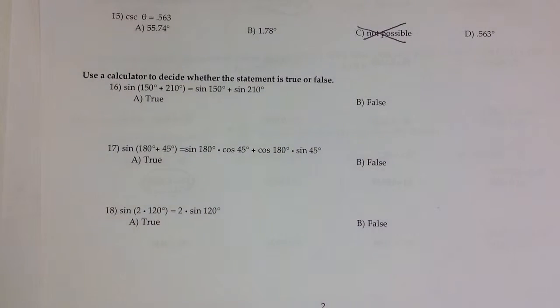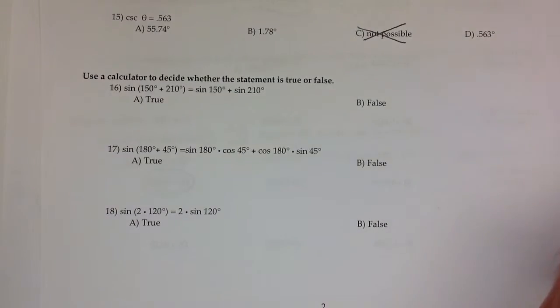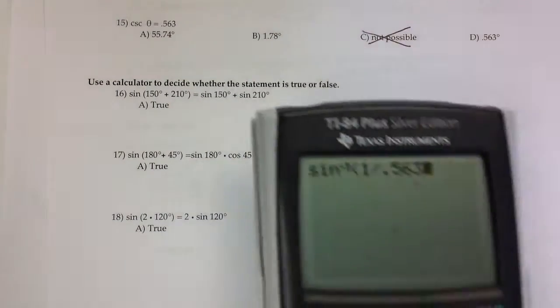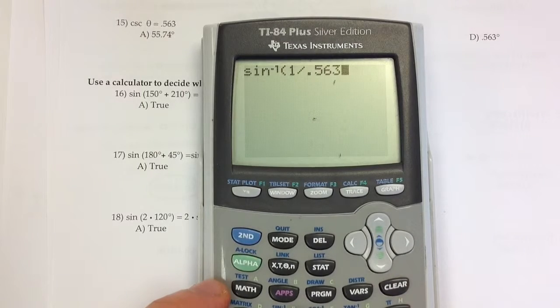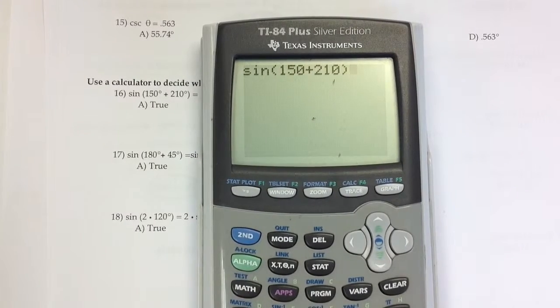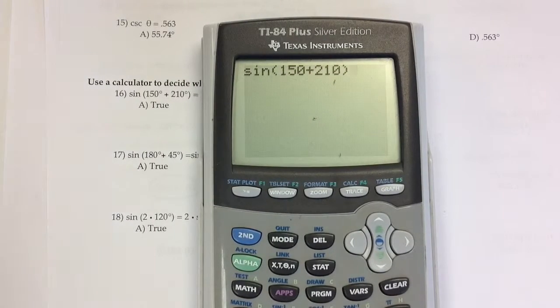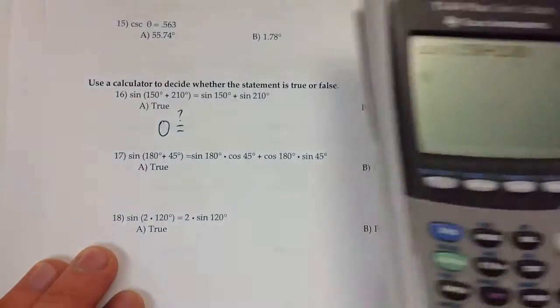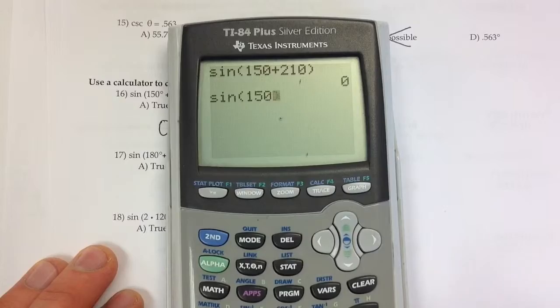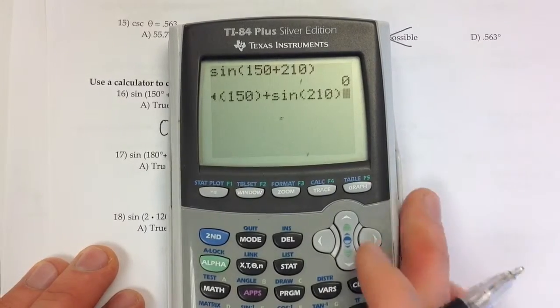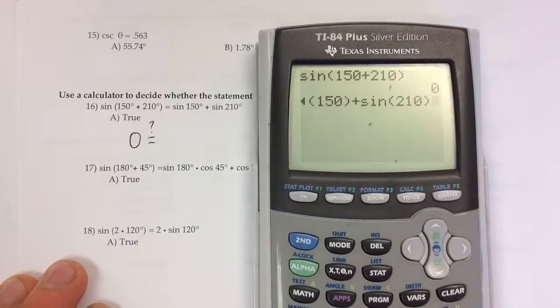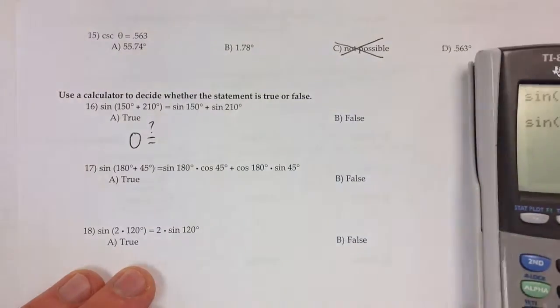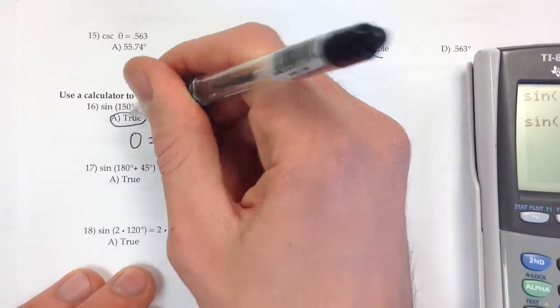Okay. Next, you're just going to use your calculator. Prior to this, we were finding the exact values using our knowledge of trig. So for the first one, you can just type in 150 plus 210. Just make careful use of parentheses. That equals 0. And then sine 150, close paren, plus sine 210, close paren. That's what I have. That also equals 0. True.